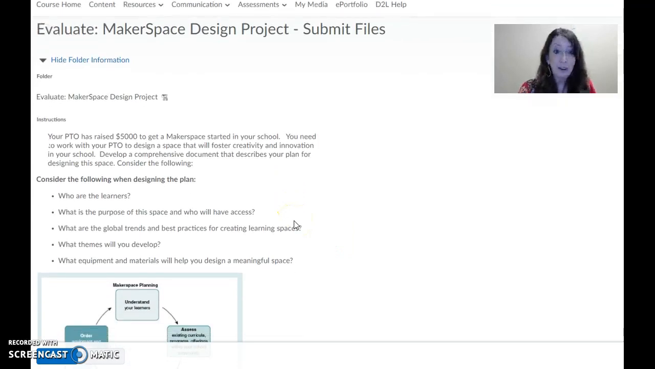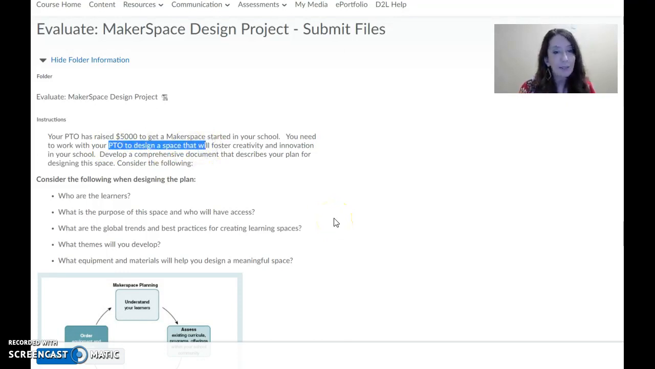So your PTO has decided to give you $5,000 to actually start a makerspace. You'll need to work with your PTO to design a space that will foster creativity and innovation. Develop a comprehensive document that describes your plan for designing this space. Notice right off the bat, you're collaborating with the PTO.